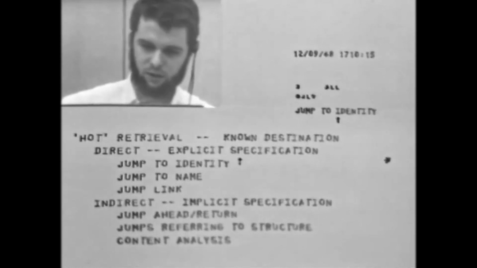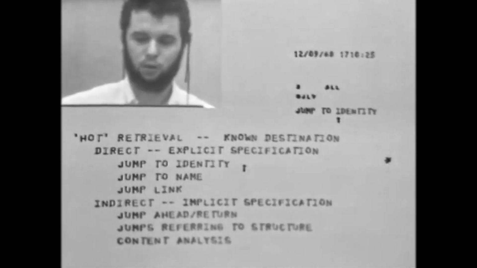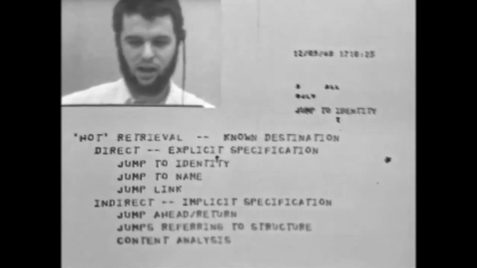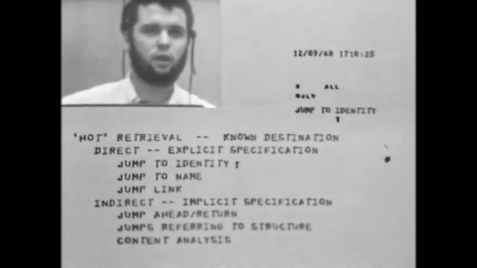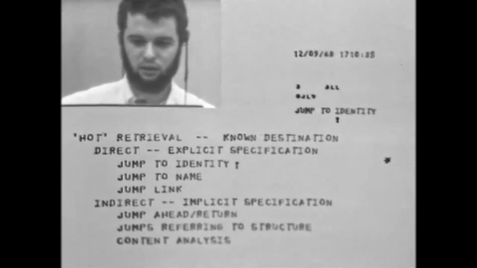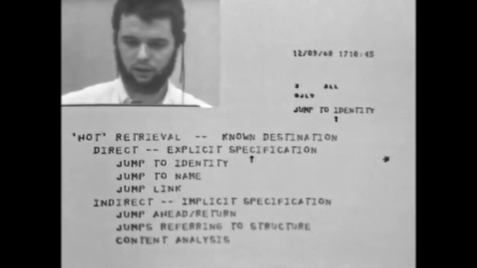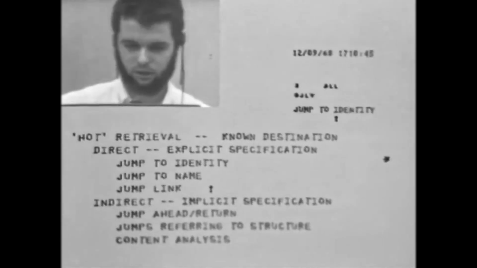In the first case, you're actually able to point at what you want, at the information you're trying to retrieve, and move it into view. With the jump to identity command, you're able to point at it either by the cursor or by using a pointer, as you've shown. Jump to name, jump to link. Again, you're explicitly specifying by giving the name or having the name occur in the text.